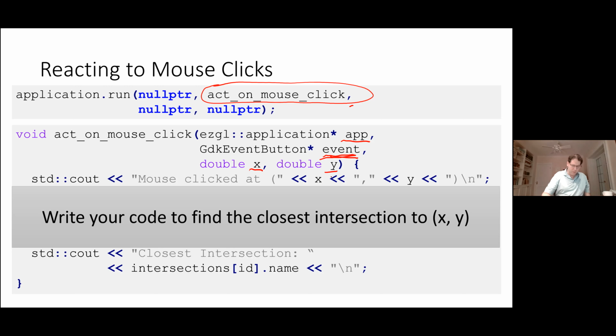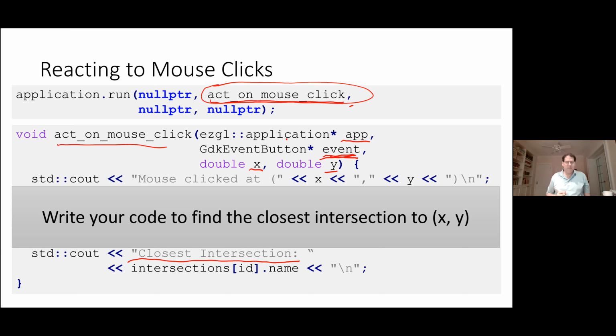Okay, so we're going to write this function, and it has to have this signature. We're going to connect it to our application by passing it into application.run, so we register the callback. And then for now, we're just going to print out what was the closest intersection. This is one of the things you have to do for Milestone 2. People have to be able to click the mouse, and you can add more things if you want, but they at least have to be able to find an intersection by clicking, and you print out some information about it.